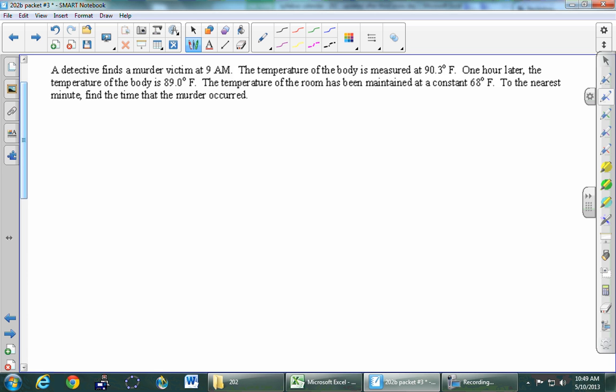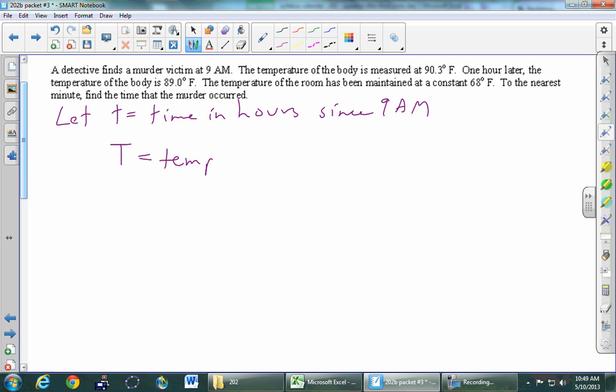So let's start with some of the givens here. You don't need to write any of this stuff down. This is really just the motivational, why do we think about differential equations? So we're going to let t equal the time in hours since 9 a.m. And then we're going to let capital T, it's unfortunate it's the same letter, be the temperature of the body in degrees Fahrenheit at time t.